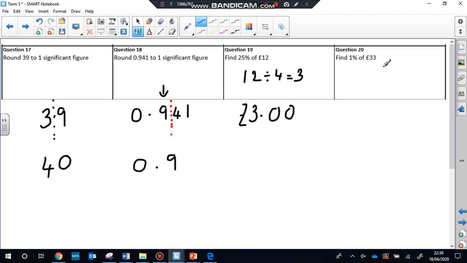1% of £33. Well, to find 1% you divide by 100, so I'm going to do 33 divided by 100. And when we divide by 100, all the digits move 2 places to the right, so it's going to be 0.33, and we're working in money, so I'm going to put a pound sign in, and it's £0.33 or 33 pence.